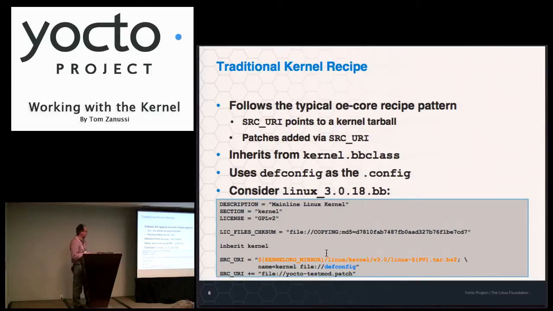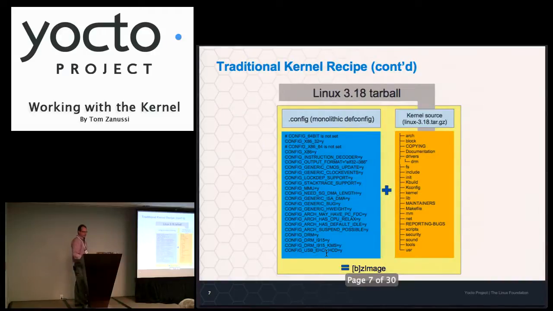So here's an actual example of a traditional kernel recipe. You can see that it's pointing at a kernel.org mirror, and it's pointing at a static tarball. The defconfig is the config that is going to be used to build this kernel. And below that, you can see in the SRC_URI, we're adding a patch to this kernel, which is exactly what you do with most OE Core recipes. And this is a graphical picture of it. It's kind of unnecessary for this particular type of recipe, but I'm going to be building on this picture for the other recipes to make it more clear what's going on.